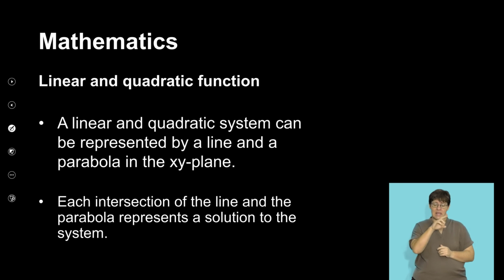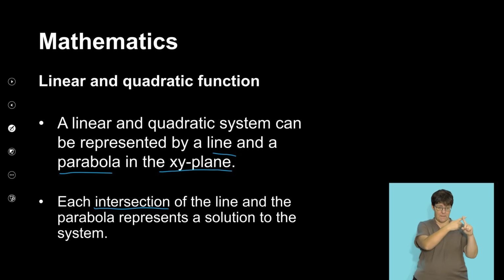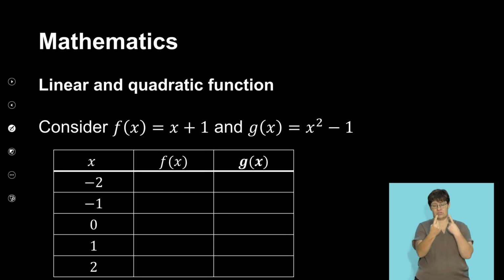And then a linear and a quadratic system. Now, if I combine a linear graph and a quadratic graph, these can be represented by a line and a parabola in the xy plane, right, in the Cartesian plane. And then each intersection of the line and the parabola represents a solution to the system. Solution in what sense? Where the graphs are intersecting one another. Let's make a typical example with this.